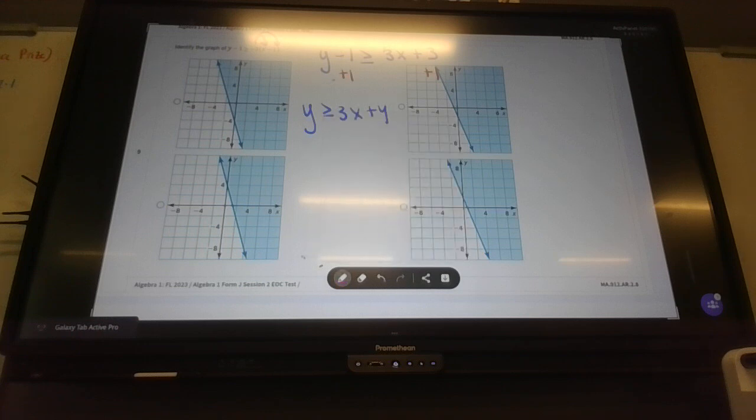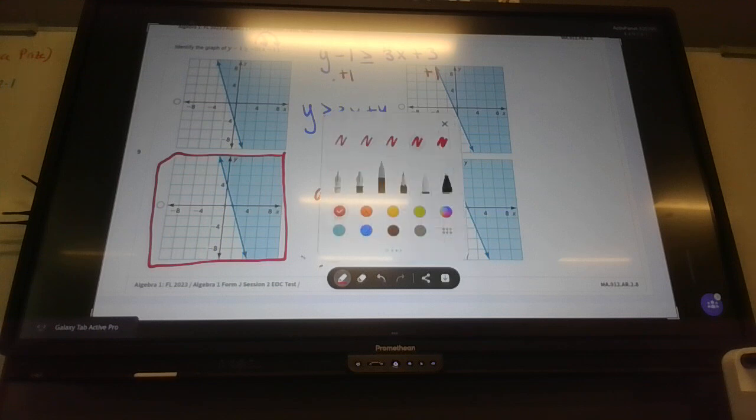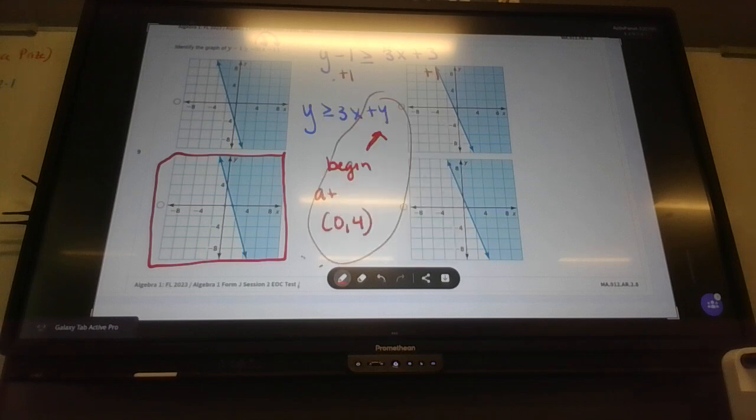So I know my line should begin at 0, 4. Which graph begins at 0, 4? It's this one, bottom left. And so I had to use the distributive property. I had to add 1 over. And then I really just had to understand what a y-intercept is. And that's the 4th problem today where you begin on a line in y equals mx plus b form.